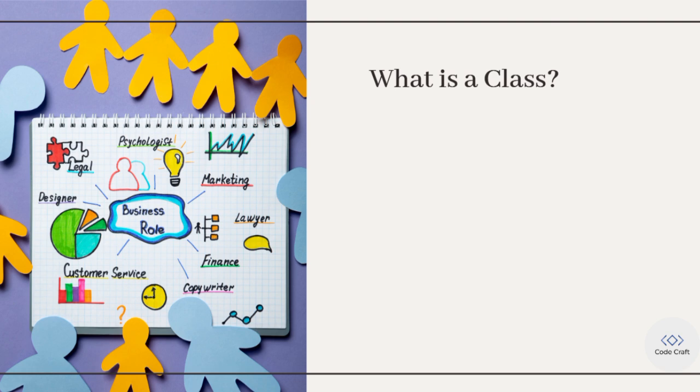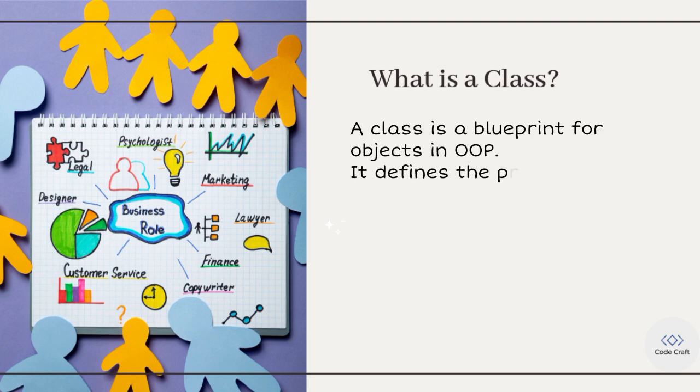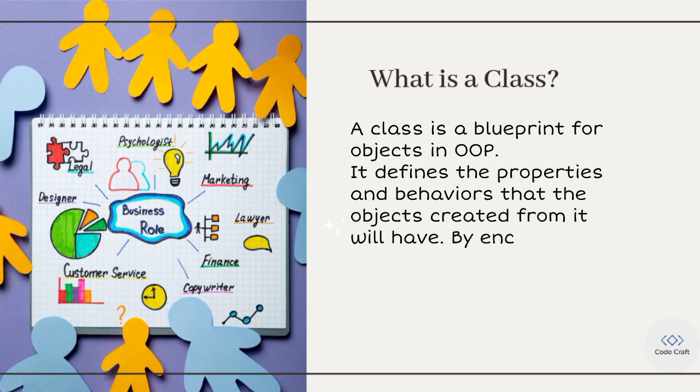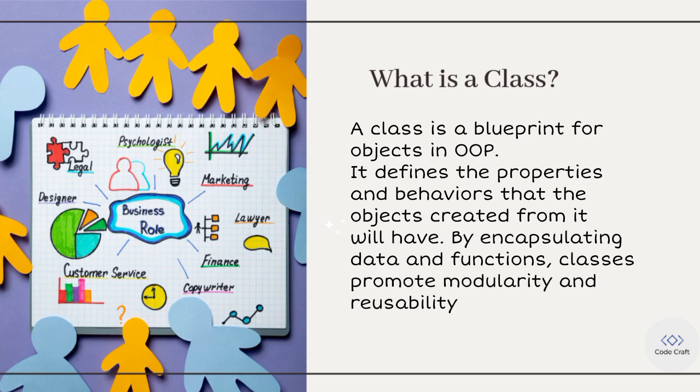What is a class? A class is a blueprint for creating objects in OOP. It defines the properties and behaviors that the objects created from it will have. By encapsulating data and functions, classes promote modularity and reusability in programming.